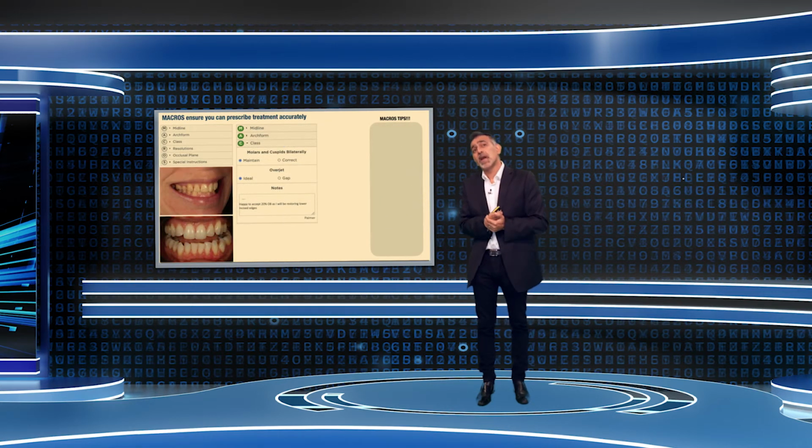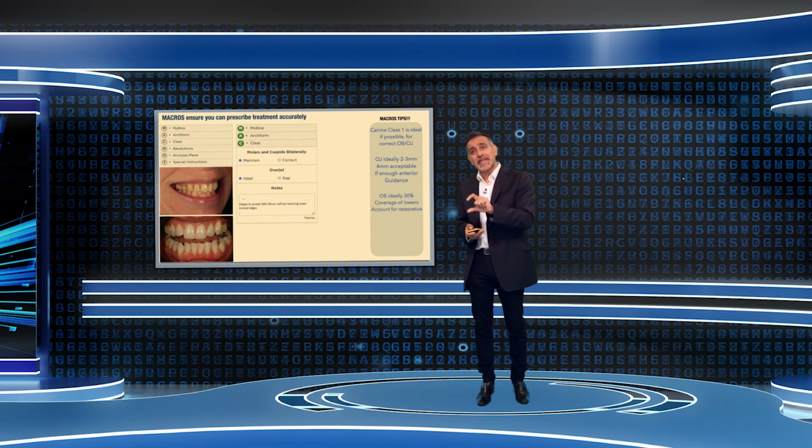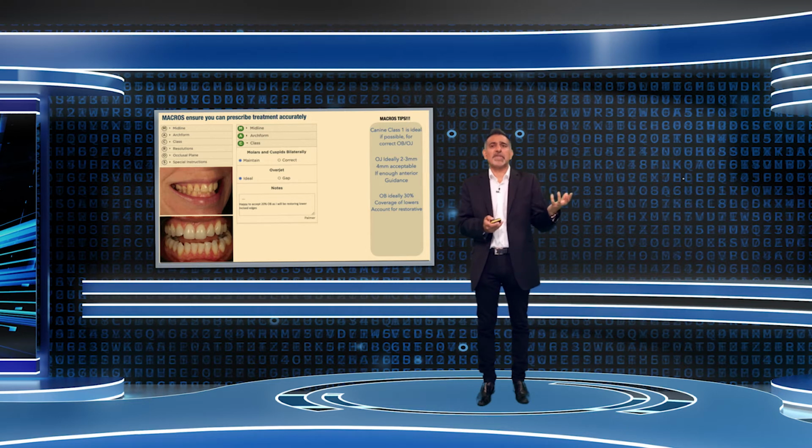You'll next be asked to look at class relationships, and whether we want to maintain that molar relationship or that canine relationship. A canine class 1 is really ideal for the best possible overbite and overjet. That's really ideal, but not always achievable in every case. The overjet ideally should be about 2 to 3 mil. That's normally what I'm hoping to achieve. 4 millimeters is acceptable if you have enough anterior guidance as well. Overbite ideally should be about 30%. And again, it will be one of my instructions that I will aim for. But it might be that you're accounting for restorative treatment as well.